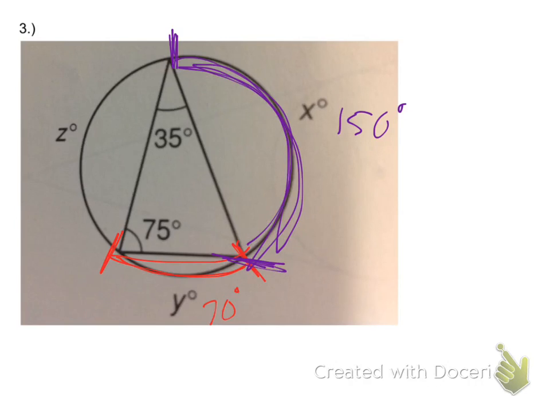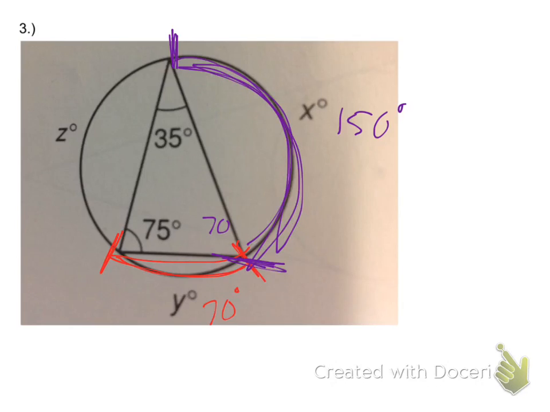We need to find z. Now there actually are two methods to find z. Nick, what do you say? You have to find the angle that doesn't have anything right now. Okay, so you want to find this angle. What is it? What's 75 plus 35? 110. All the way around a triangle, all three angles add up to 180. So 180 minus 110 is 70.